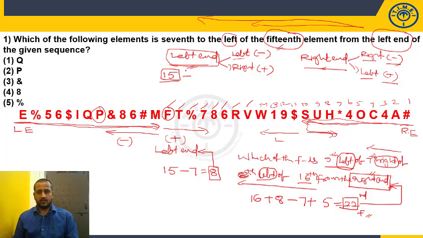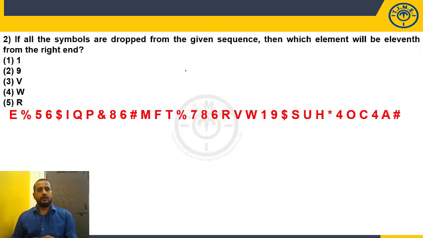Take a screenshot or copy this. Question number 2. If all the symbols are dropped from the given sequence, then which element will be 11th from the right hand? So we have given only a single step. We just need to identify 11th from the right hand, but all the symbols should be dropped.